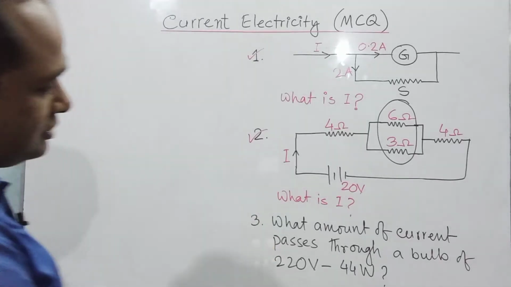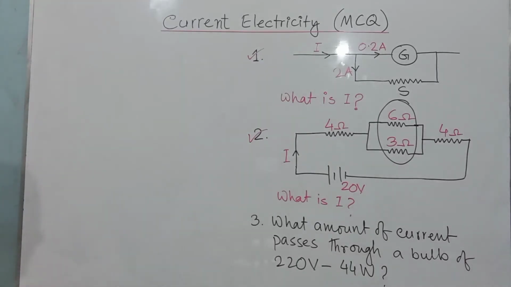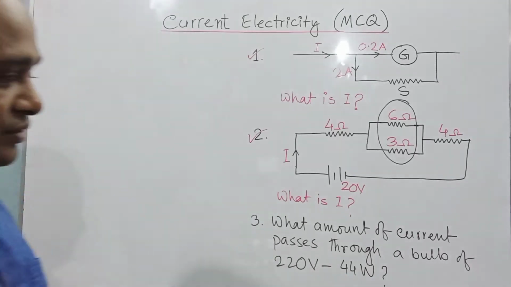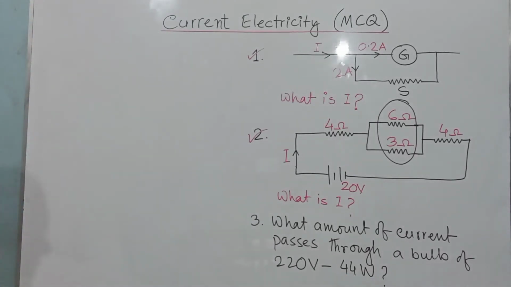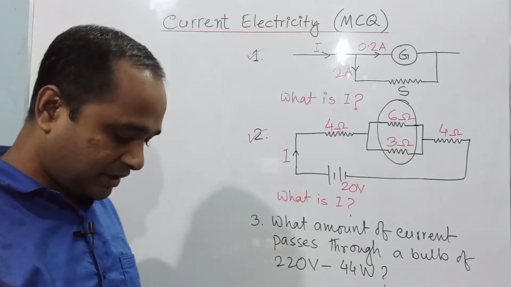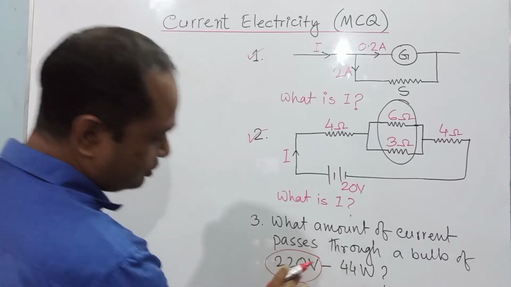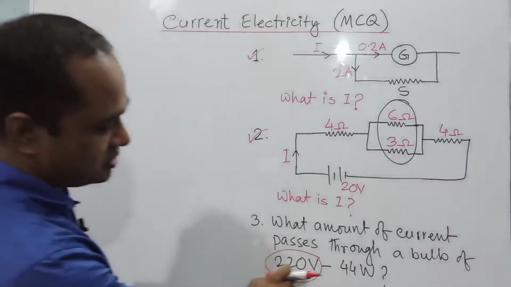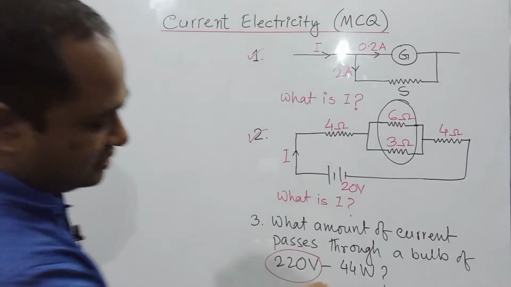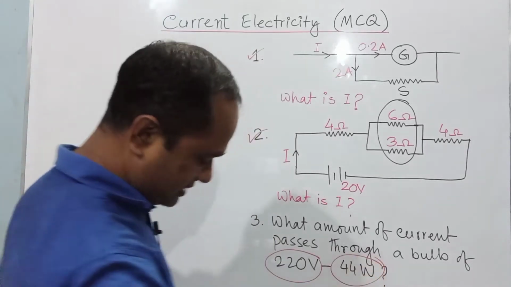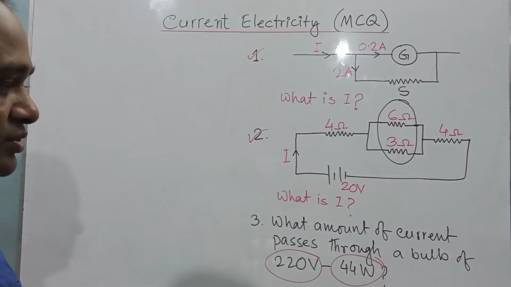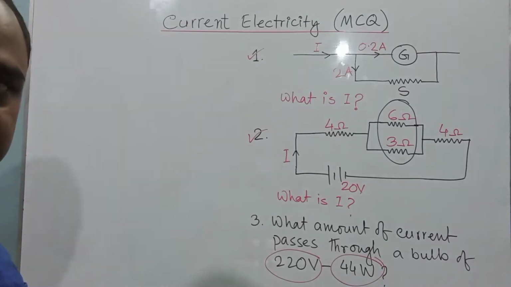Now we are going to solve our third question. In the third question, they ask what amount of current passes through a bulb of 220 volt, 44 watt. Here the information about the bulb is that it is connected across a source whose potential difference is 220 volt, and the power of the bulb is 44 watt. So we have to calculate the current.